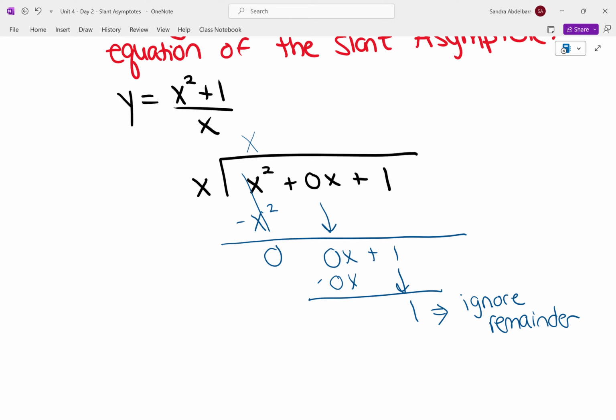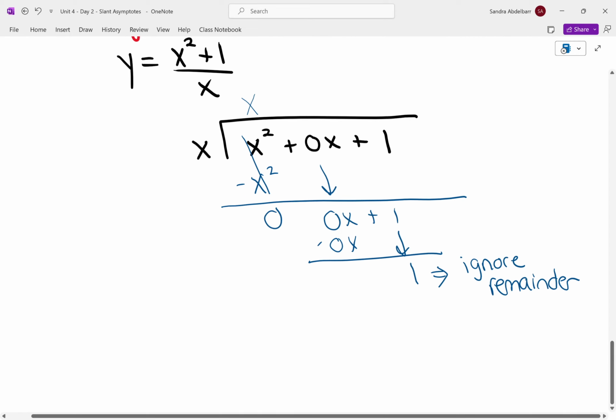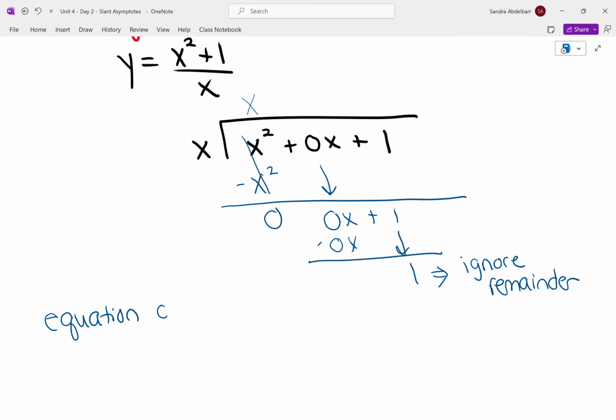I want us to ignore the remainder. So when we divide, all we care about is the quotient. We do not care about the remainder. So now the equation of the slant asymptote will be y equals whatever the quotient was. What was the quotient? x. y equals x.